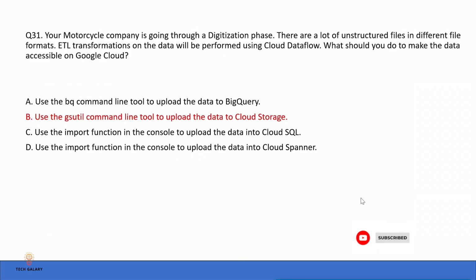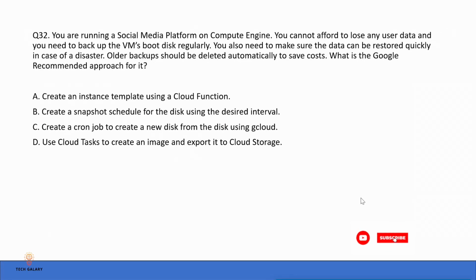Now let's proceed with question 32. You are running a social media platform on Compute Engine. You cannot afford to lose any user data and you need to back up the VM's boot disk regularly. You also need to make sure the data can be restored quickly in case of a disaster. Older backups should be deleted automatically to save cost. What is the Google recommended approach for it? These are the options available. And the correct answer is option B. Create a snapshot schedule for the disk using the desired interval.